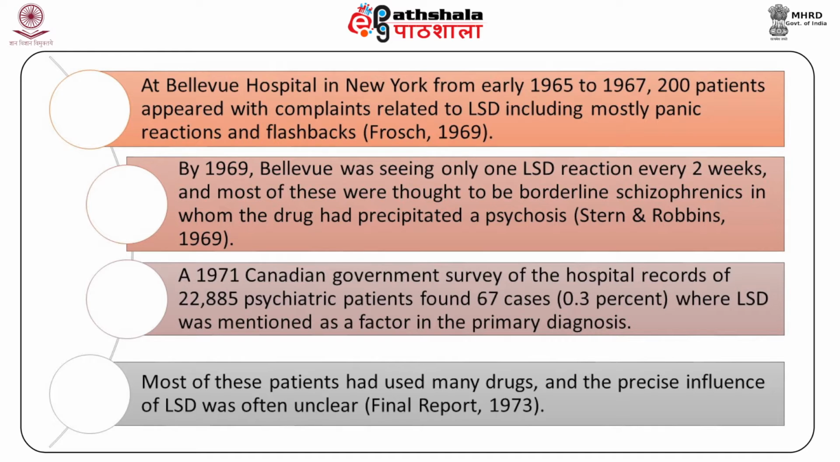In 1971, a Canadian government survey of the hospital records of 22,885 psychiatric patients found 67 cases, that is 0.3%, were LSD cases where LSD was mentioned as a factor in the primary diagnosis. Most of these patients had used many drugs and the precise influence of LSD was not clear. A questionnaire survey by J. Ungerleider and his colleagues suggested a much larger number of adverse reactions.